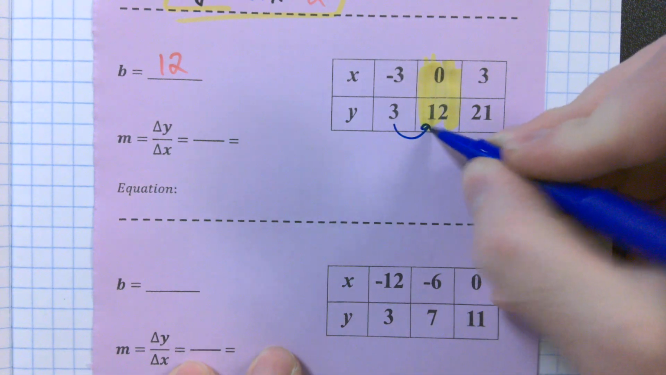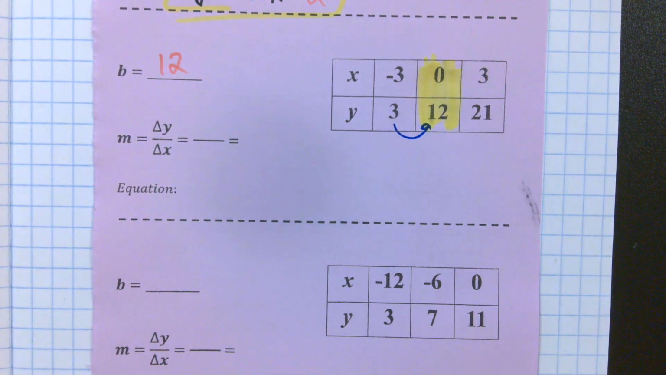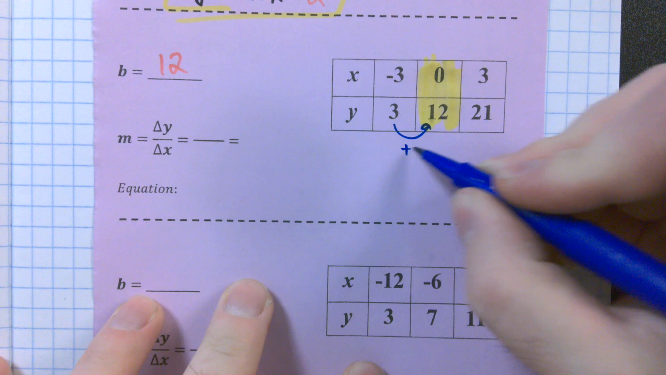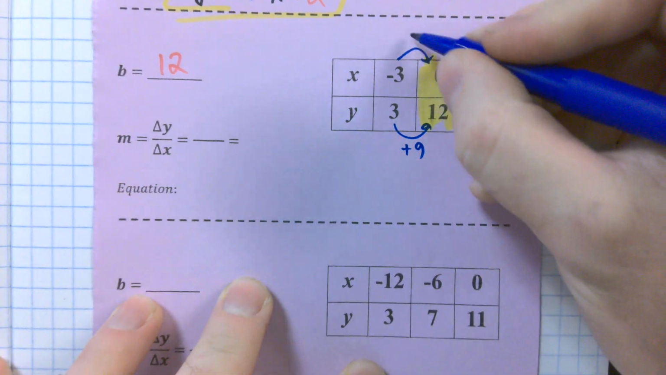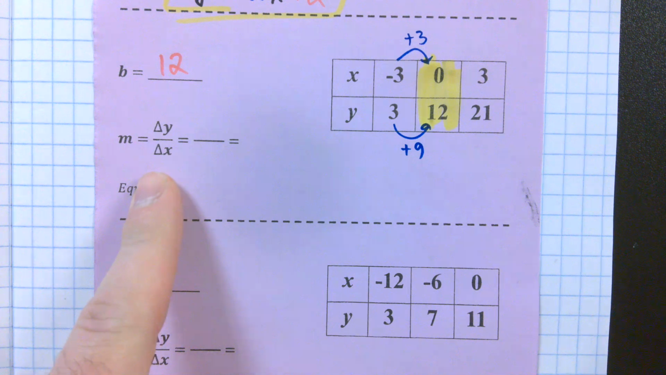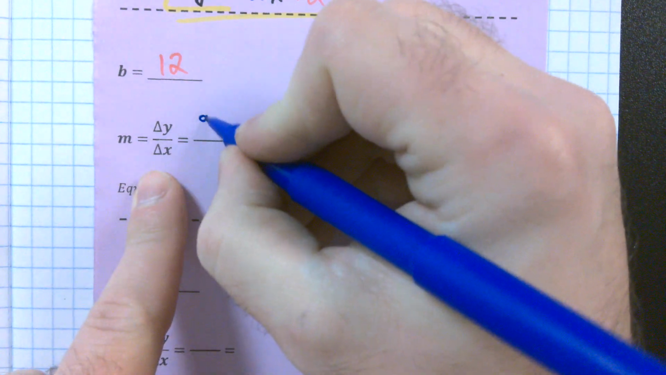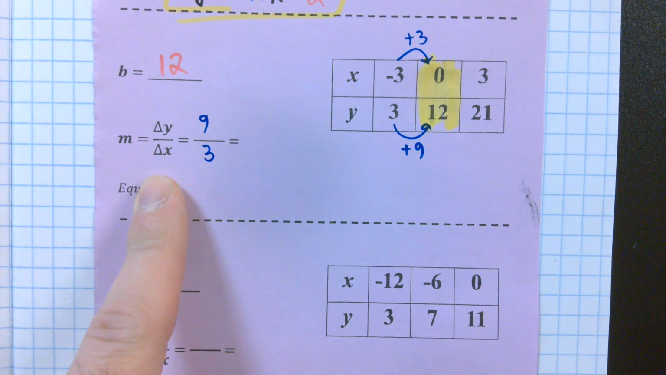For my change in y, how do I get from 3 to 12? Plus 9. From negative 3 to 0, it's plus 3, right. So what's my fraction going to look like? 9 over 3. We switch them around. Y goes on top.